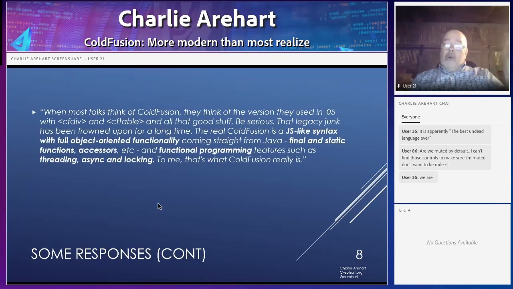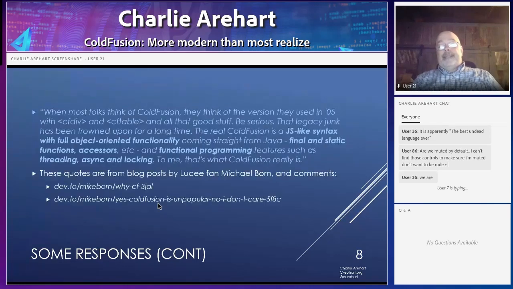"When most folks think of CF, they think of the version they used in 2005 with CFDiv and CFTable and all that good stuff. Be serious, that legacy junk has been frowned on for a long time. The real ColdFusion is a JavaScript-like syntax with full object-oriented functionality coming straight from Java, final and static functions, accessors, etc., functional programming, features such as threading and async and locking. And to me, that's what ColdFusion really is." Now, all these quotes that I've been listing are from a blog post or a couple of blog posts that Michael Bourne had put out.